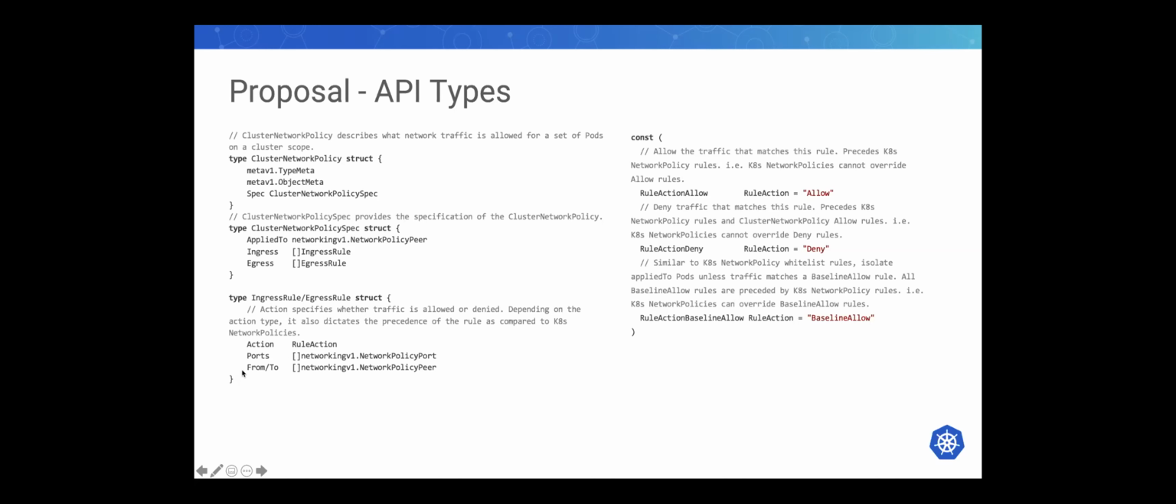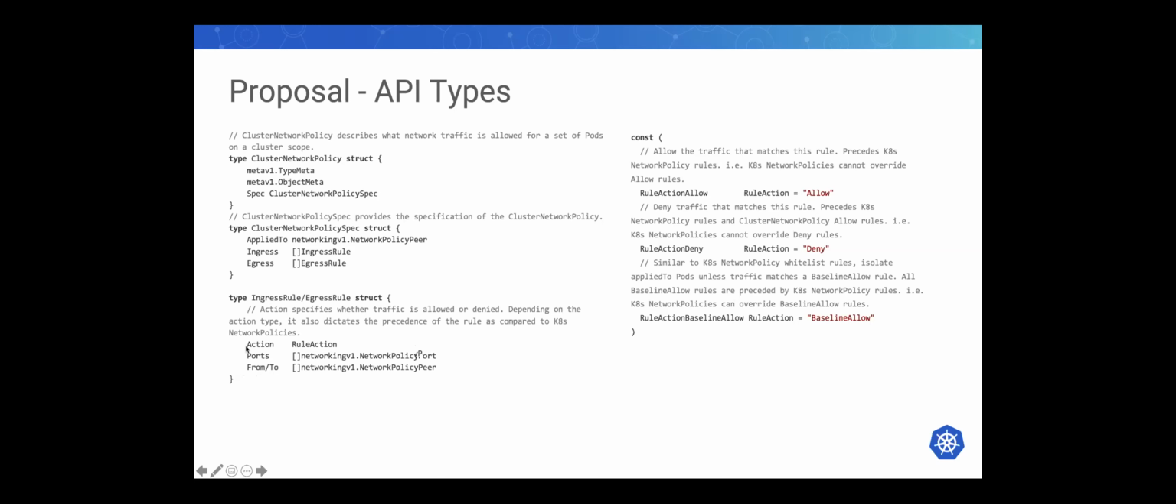And then similar to the Kubernetes network policy, it also has a from section and a to section. From for the ingress rules and to for the egress rules. This essentially tells you that this set of applied-to pods can either talk to these set of pods or can accept traffic from these. So the semantics is pretty similar to the Kubernetes network policy. So no change so far.